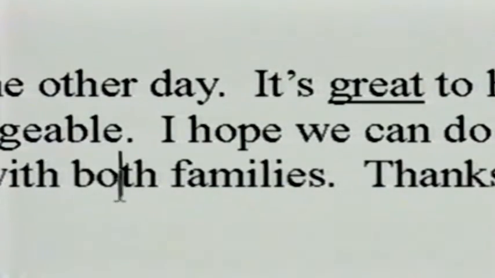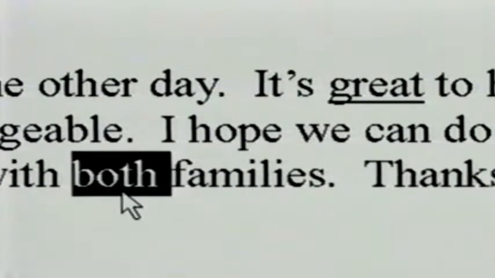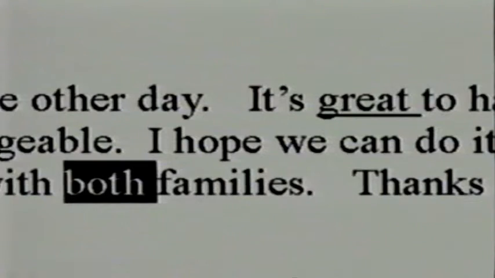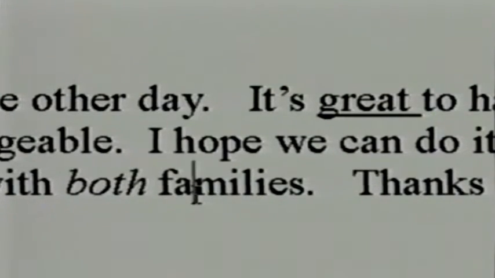Now let's say I want to emphasize another word in the letter. I'll first move the pointer to the word both and double click on that so that that word is highlighted. Now, I'll move the pointer to the letter I at the right of the toolbar and click. The highlighted word is now italicized. When I click anywhere else in the document, the italics remain.